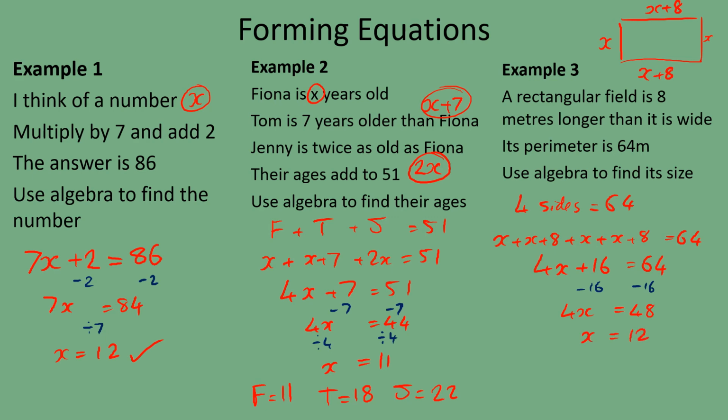So we want to find the size of the rectangle. Well, if x was 12 and the other side is 8 meters longer, this rectangle is 12 meters by 20 meters. So there we go. That's a few examples of forming equations.